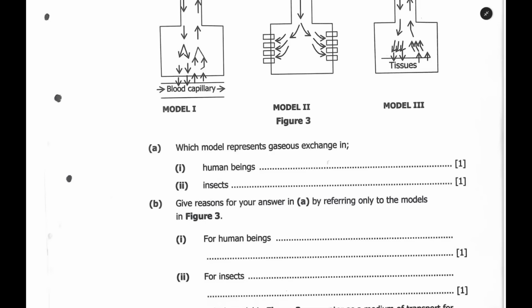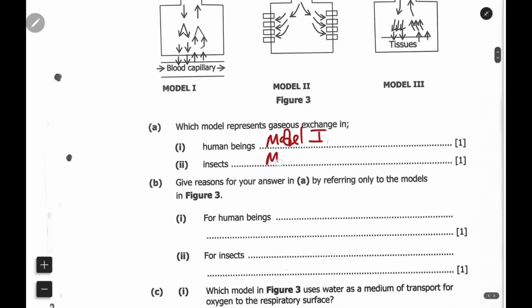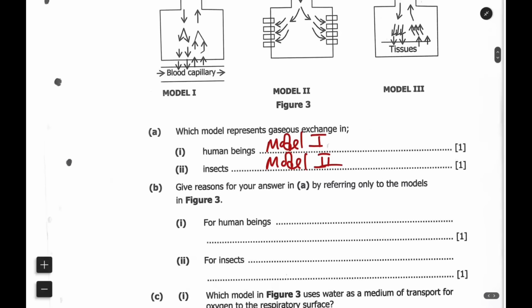So the one that represents gaseous exchange in humans is model 1. So you're going to write model 1. Then insect is model 3. So you're going to write model 3. Then B, give reasons for your answer by referring to only the models in figure 3. Okay? So you are referring only to this. You are not going to explain what you know, but you are going to refer to this.